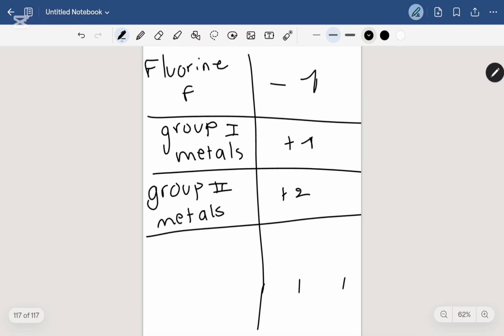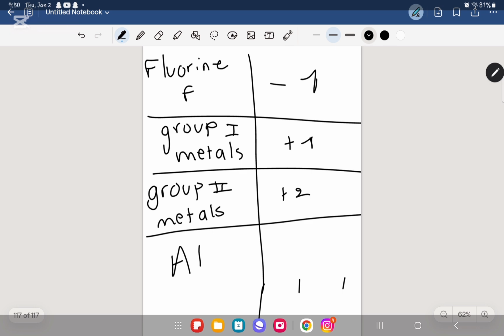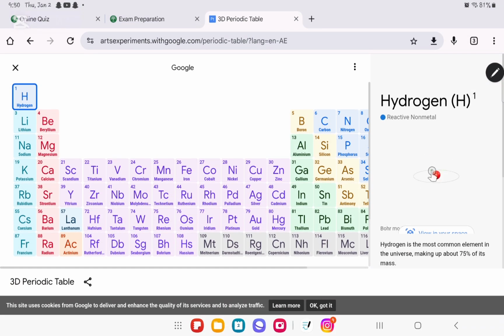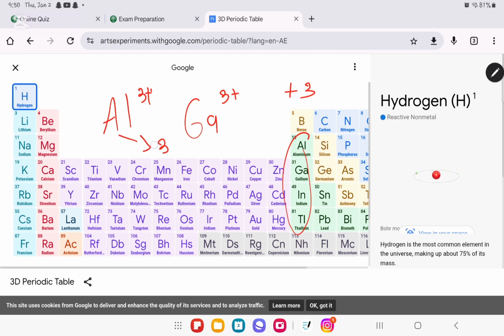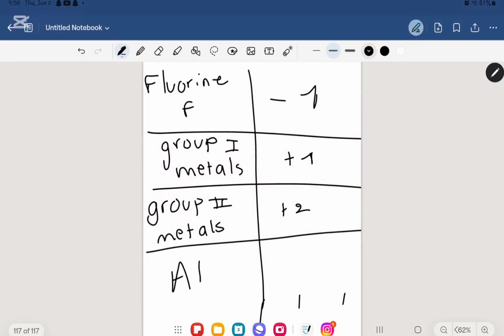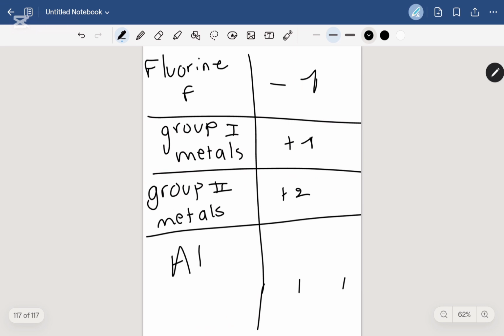Alright, now we move on to Al. Here is where it gets interesting. Let's open the periodic table again. Al over here, like all of these, have a charge of +3. That means Al 3 plus, Ga 3 plus, and again they are simple ions, so their charge is +3, or in other terms their oxidation number is +3. Going back to the table, we have Al, and its charge is going to be +3.